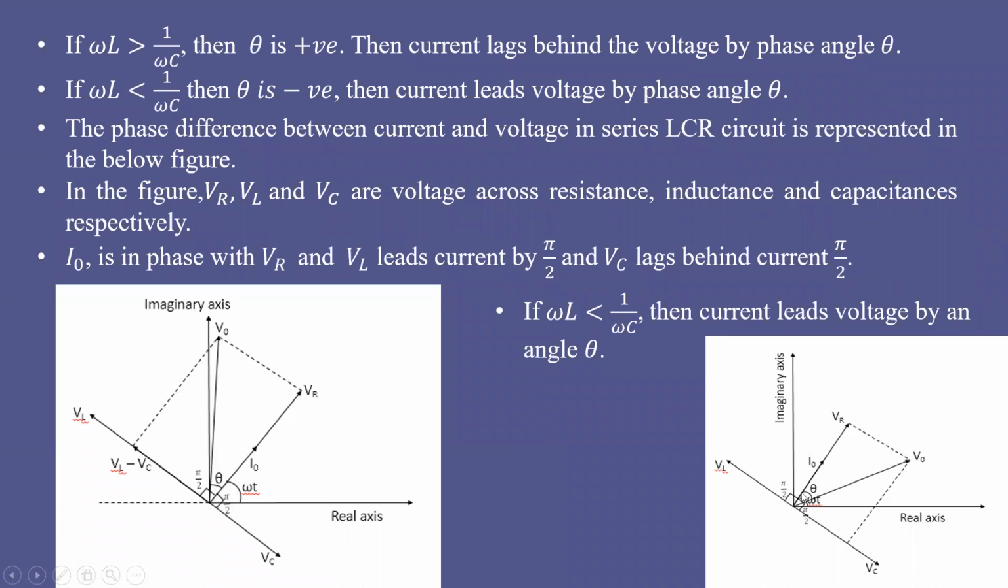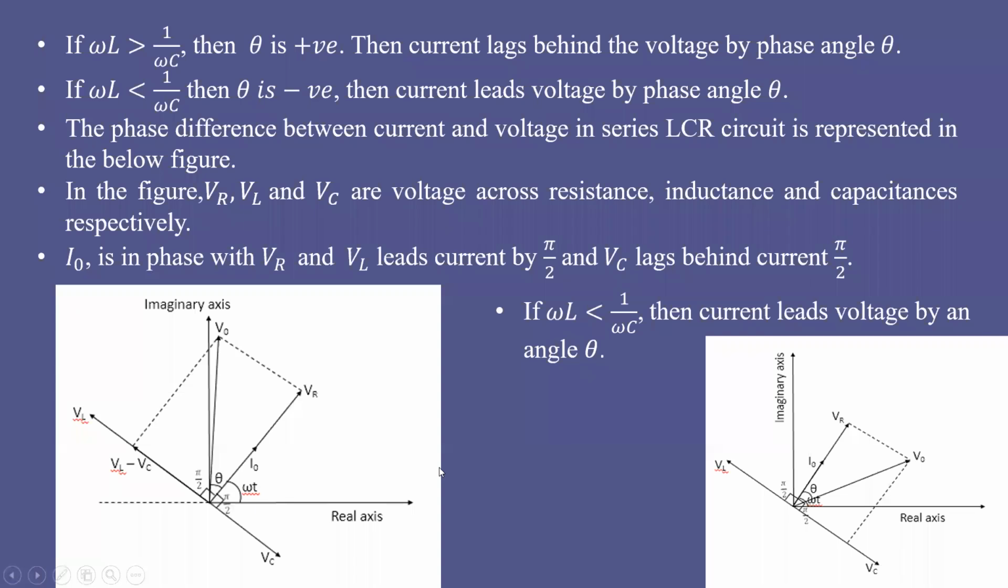So voltage is here, current is here. So current is leading the voltage by angle theta. Here, current is lagging behind the voltage by angle theta. Here, voltage is V0, and I0 is behind the voltage by angle theta. And here, current is leading the voltage by angle theta.